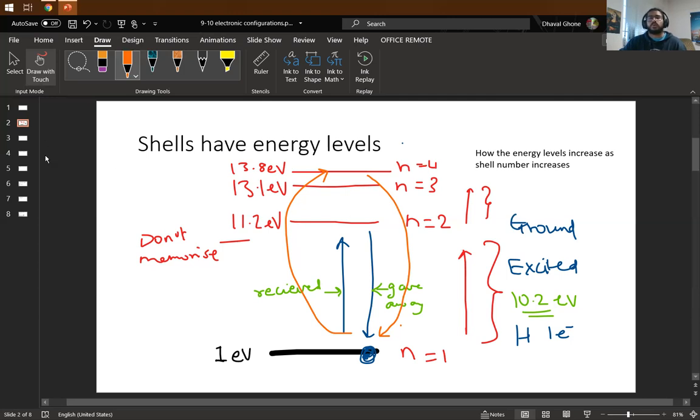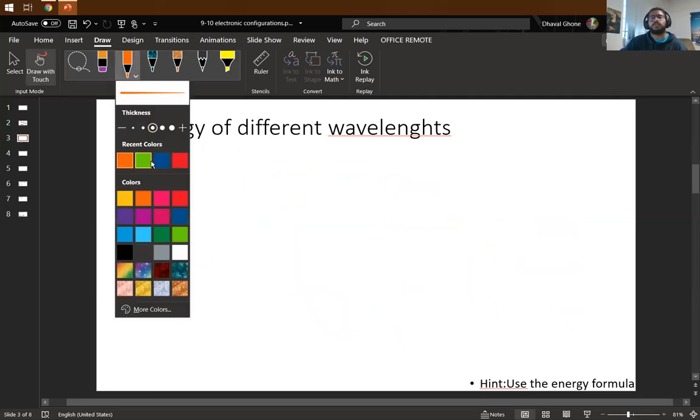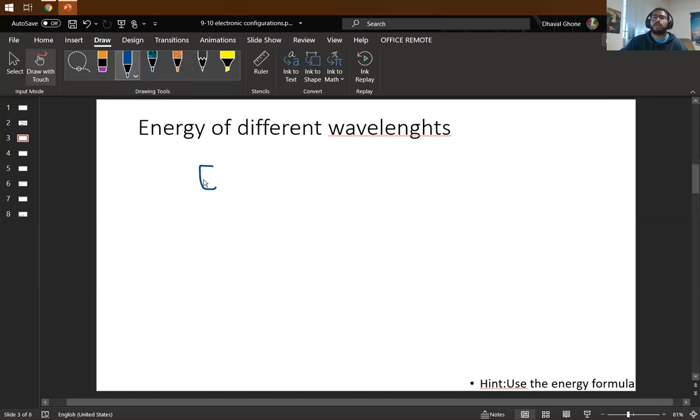That's all I had to talk about for this one. The next topic I was going to talk about is energy of different wavelengths. So why don't you pause the video, go back to your notes, or try to recall the equation for energy that involves the wavelength. If you thought about E equals hc over lambda, you're exactly right. That's the formula for energy.